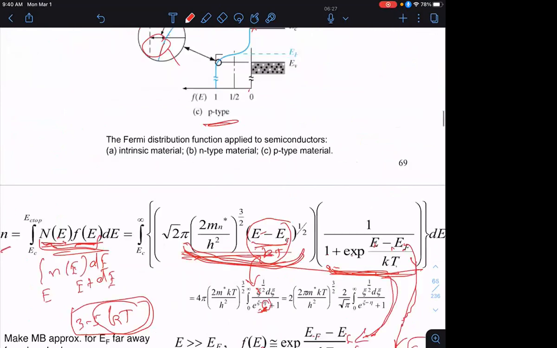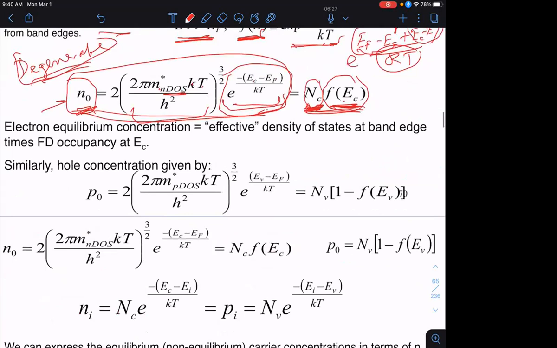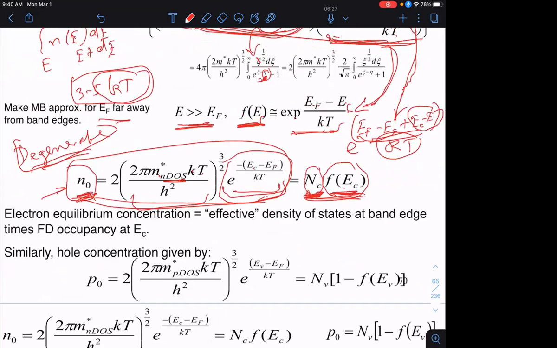That's really what I'm writing in this expression over here. So I'm writing this integral as a single number NC, the effective density of states, times the occupancy at the conduction band edge. But this effective density of states is the weighted sum of N of E weighted at each energy by the occupancy factor, mapped to the conduction band edge. This is a very important concept, okay? I want to make sure that you guys are on board.